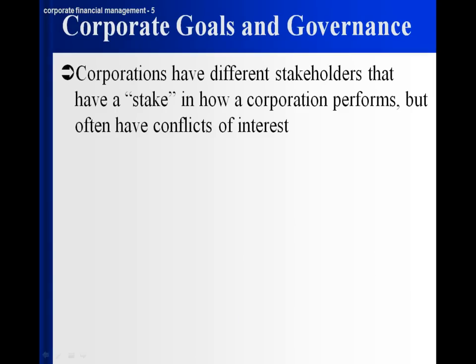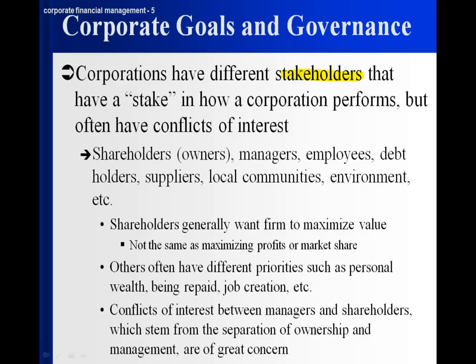So one of the things that's interesting is that corporations have different stakeholders. These are people that have a stake in how corporations perform. But a lot of times they have conflicts of interest. Different parties want different things. So, for example, shareholders generally want the firm to maximize value. They put their money up, they took the risk, and they want the greatest return that they can get.